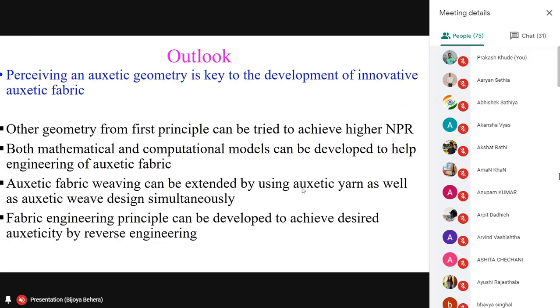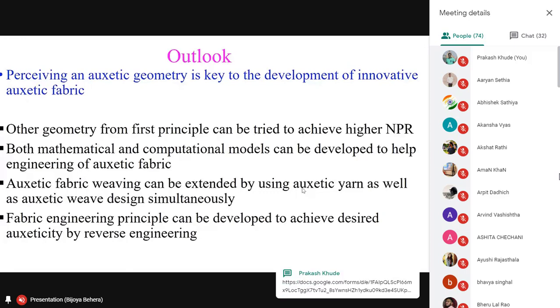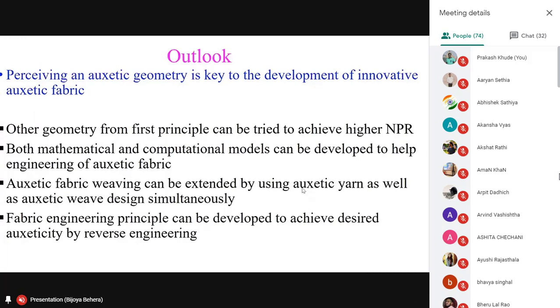So what is the outlook in this emerging research area? Auxetic geometry is a key. The very first thing is you have to know what auxetic geometries are available. And you will find nowadays, not in textile, but in mechanical engineering or material science, researchers are continuously developing new auxetic structures. That's a new material development. By this time, you must have understood what is a new auxetic material. That means the geometry of this structure is to be designed in such a way that it must give NPR, negative Poisson's ratio. And how it is giving negative Poisson's ratio, I have already shown you analytically.